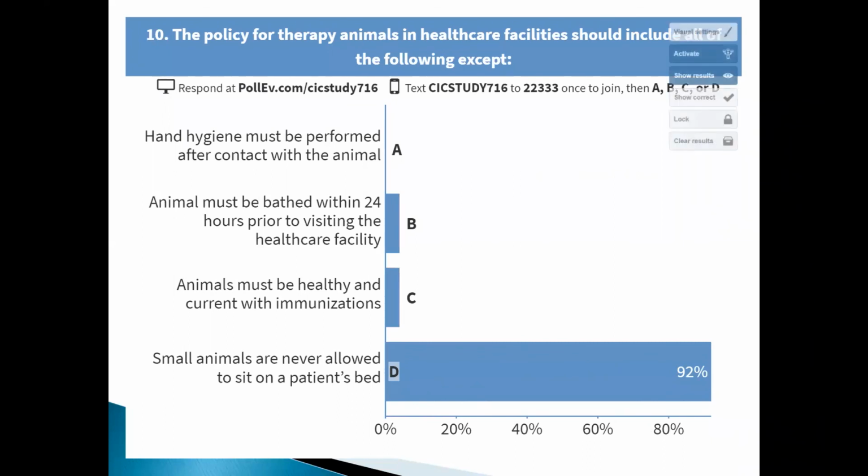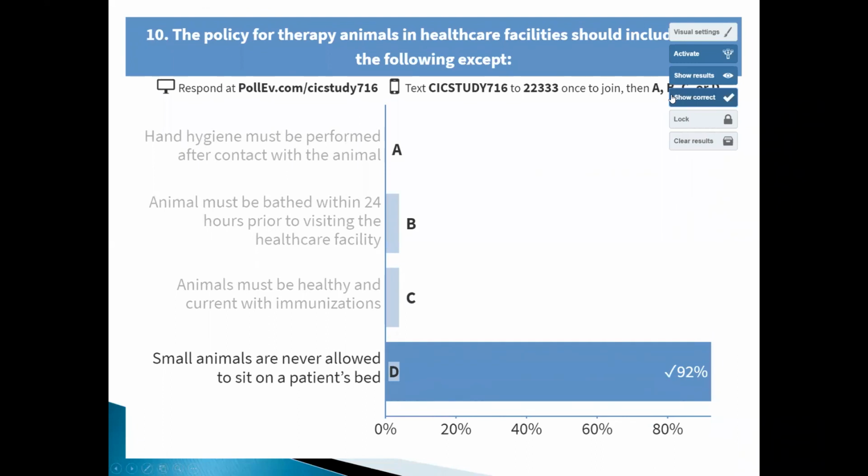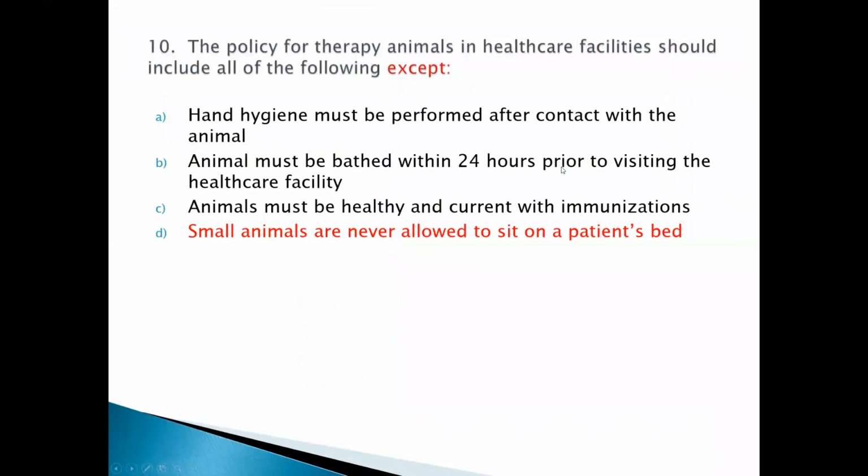All right, most people are going with D. And that is correct. Small animals are never allowed to sit on the patient's bed. That is allowed. Heard something the other day that was interesting about them trying to bring in hedgehogs, which are the new hot thing. They're just carriers of salmonella, so it might not be the best idea.